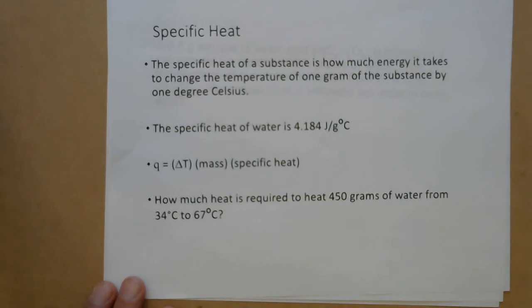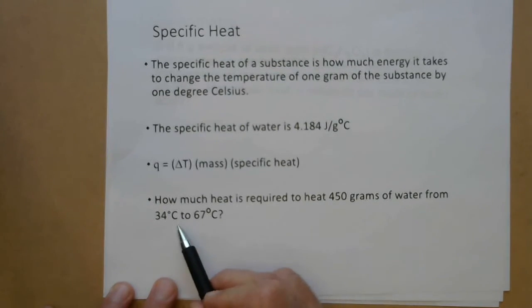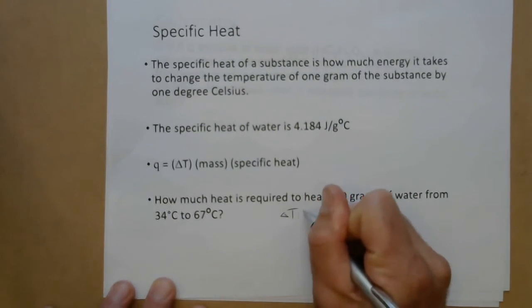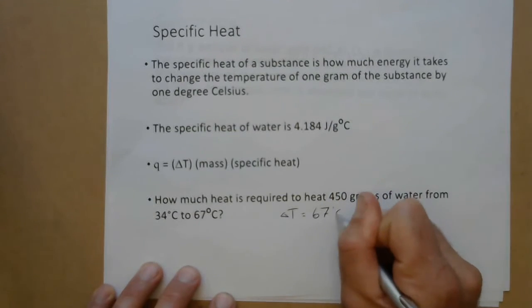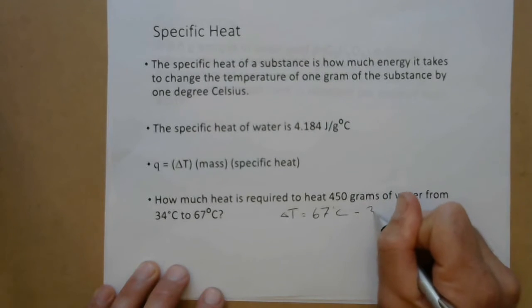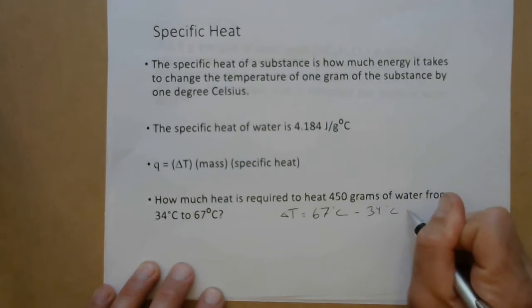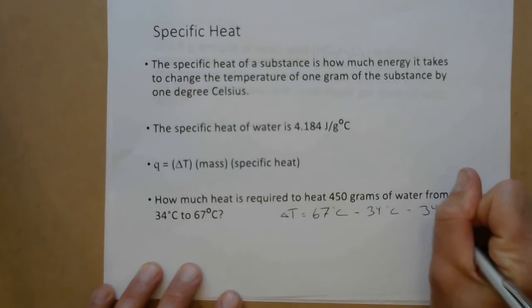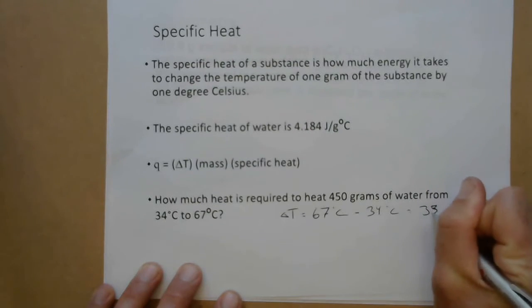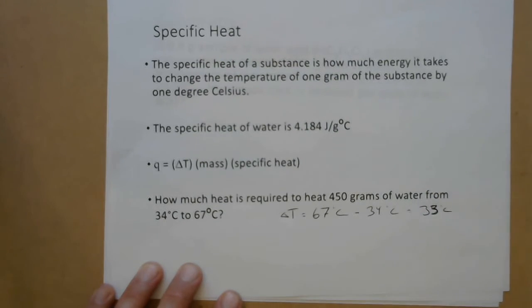So the first thing we want to do is calculate our temperature change. Our temperature change here is just the difference between where the temperature started and where it ended. So delta T is going to be the final temperature, 67 degrees Celsius, minus the starting temperature, 34 degrees Celsius. So you have a temperature change of 33 degrees Celsius.